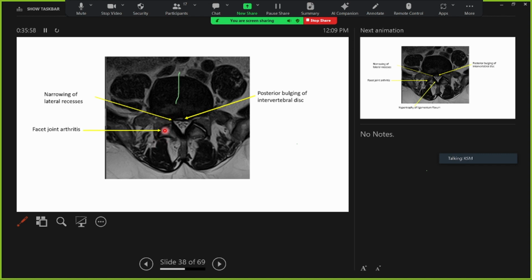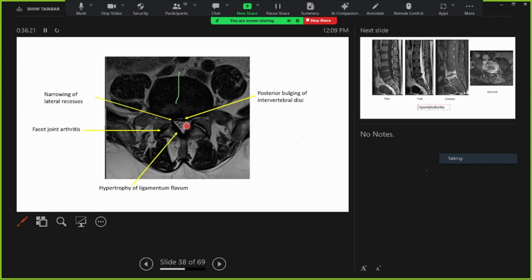And this is the facet joint, that is a normal facet joint. You can see a nice white line, that is the small amount of fluid, and the smooth regular facet joint articular surfaces. Here you can see those are a little thicker, that is the sclerosis of the facet joint, and this nice white line is not there. So that is facet joint arthritis. And this is the ligamentum flavum, that is thickened, that can cause narrowing of the spinal canal and lateral recesses and give rise to neurological symptoms.